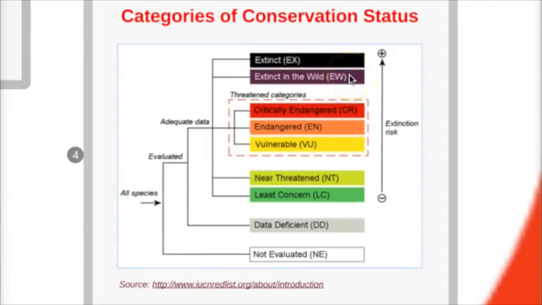We have two different levels of extinct categories. We have extinct in the wild. It means that the species basically doesn't exist in the wild. That species can only be found in monitored environments such as a laboratory, an ocean park, or a zoo. So basically, if we don't protect them, those species will most likely go extinct very, very soon.